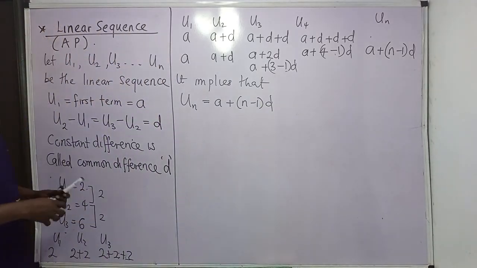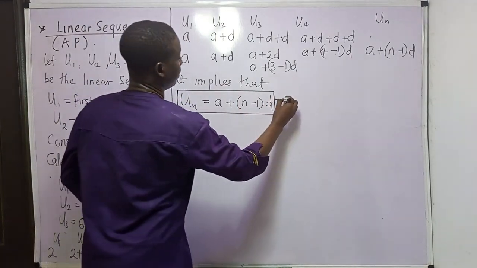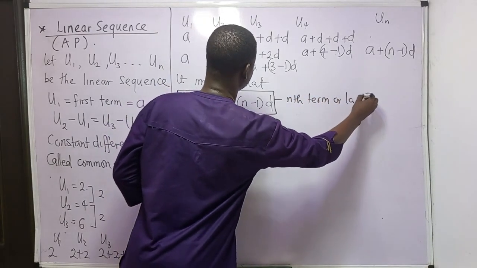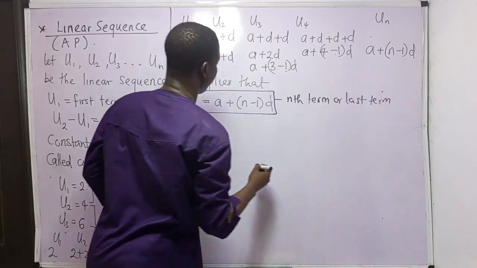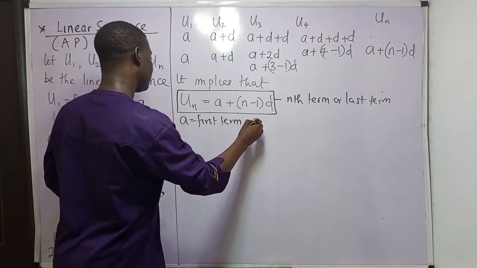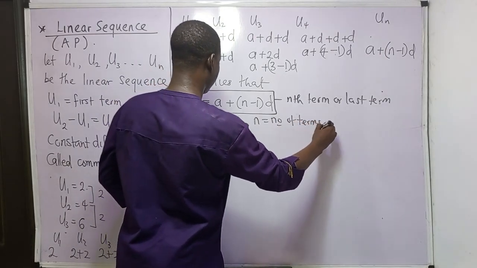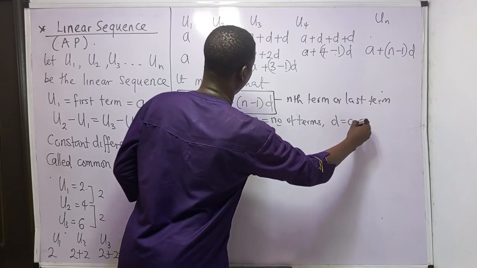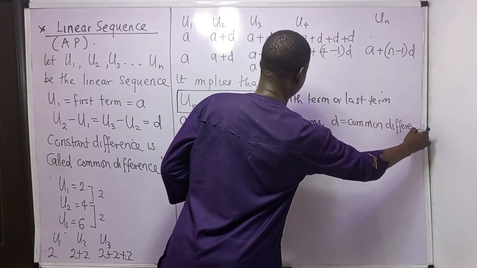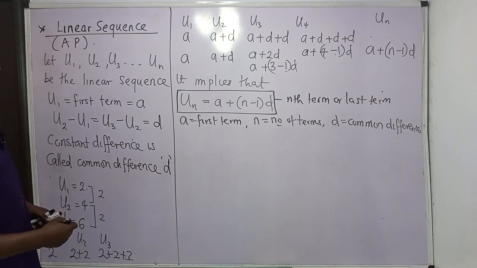Without wasting much time, we have gotten our first formula. We call it the nth term, or the last term, where A is the first term, n is the number of terms, and D is the common difference. So we have given the first formula.